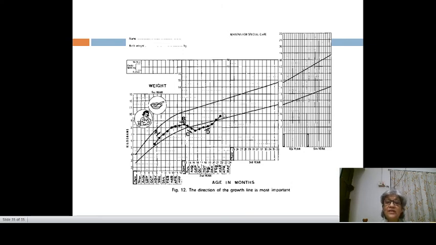So with this, I will end today's session, where we have discussed what we mean by growth, what the parameters are, what the factors affecting growth are, how we assess, how we plot, and what growth monitoring is.